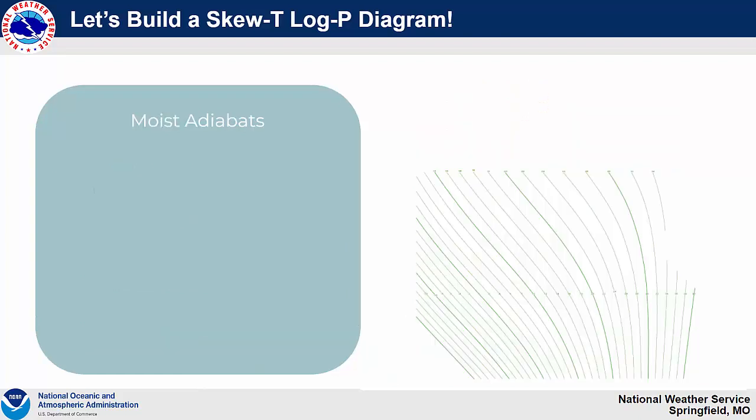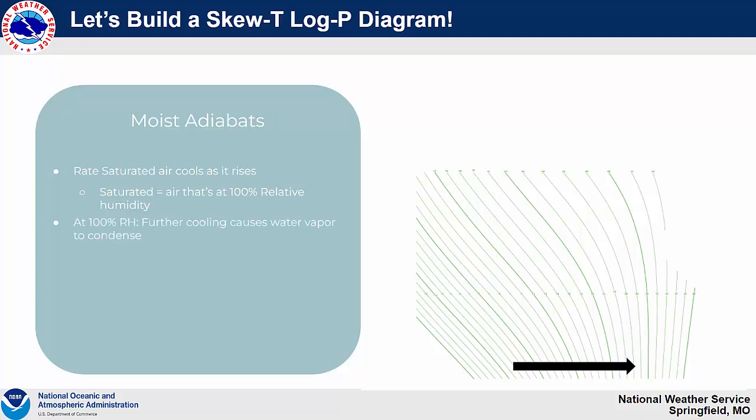Now, on the opposite end, we have the moist adiabats, which are these curved green lines, and these lines increase from the left to the right. Now, the moist adiabats represent the rate that the saturated air cools as it rises. And saturated air just means air that is at 100% relative humidity.